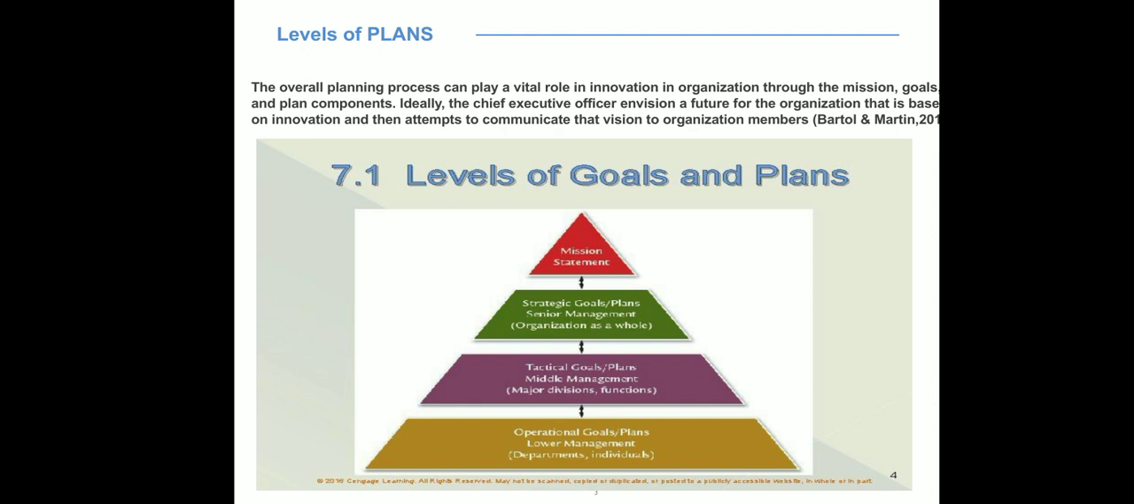Then we will proceed to the level of plans. So, the overall planning process can play a vital role in innovation in an organization through the mission and goals and plan components. Ideally, the chief executive officer envisions a future for the organization that is based on innovation and then attempts to communicate that vision to organization members, according to Bartle and Martin. So as you can see in the figure, levels of goals and plans, we have the mission, then we have the three kinds of level of plans: strategic goals and plans, tactical goals and plans, and operational goals and plans.